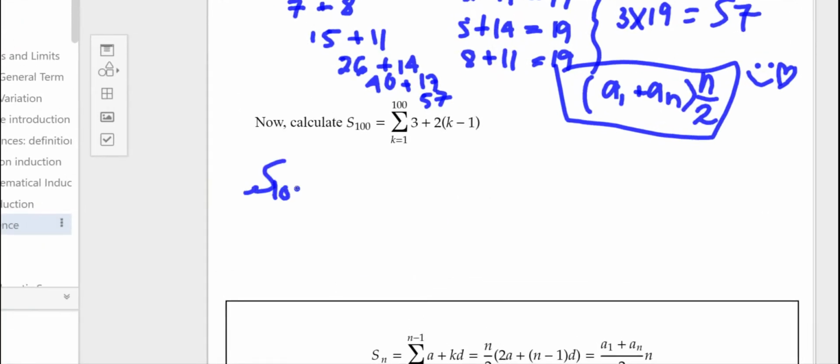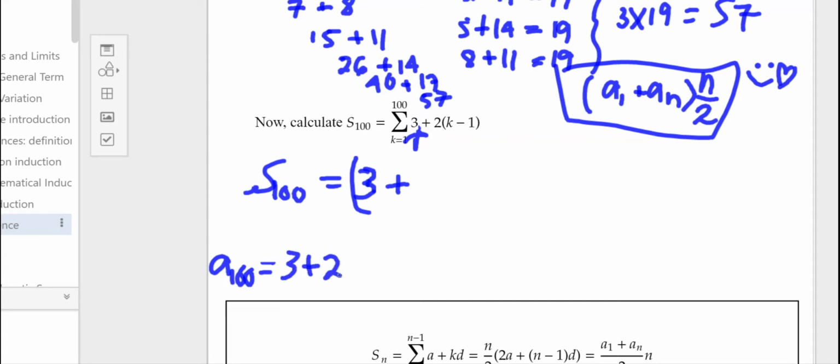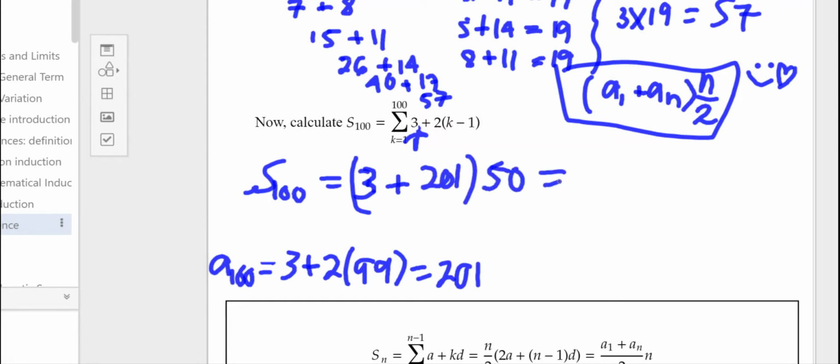Okay, so S100 would be equal to, using the formula, A1 plus AN. So A1 is just going to be 3. We can see it here. This is A1, so it's going to be 3. And then AN, so A100, let's calculate A100 just so we have it. We know that the first term is 3 and then 2 times 99, which gives 201, times the number of terms over 2, which is going to be 50. So the sum of the first 100 terms of this sequence is going to be 204 times 50. So 10,200.